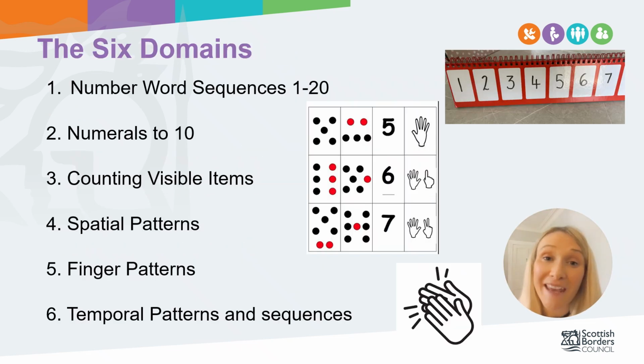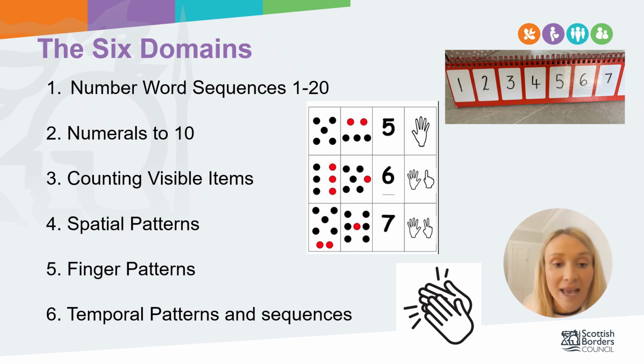The first domain within the emergent stage is number word sequences from 1 to 20. Within this column, we're going to explore forward number word sequences, backward number word sequences, exploring number word after, number word before, and really building learners' confidence with this. Domain 2 is all about numerals to 10. It's about learners developing their understanding of identifying, recognising, being able to sequence and order numbers within that range.